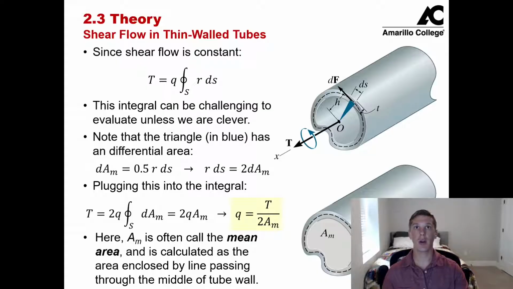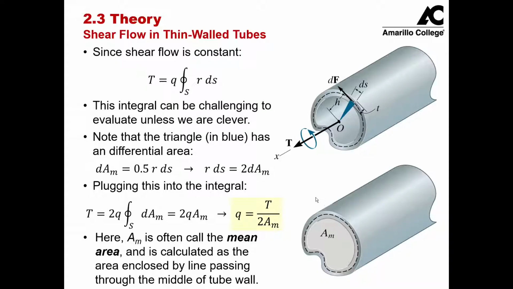So I'll hide my camera again. We get what we call the mean area, and this mean area is the area of our hollow shaft of the line drawn midway through the wall thickness all the way around. So now we can say we have a new equation. This is one of the most important equations in this chapter, as we can say that the shear flow is going to be equal to the externally applied torque divided by 2 times the mean area.